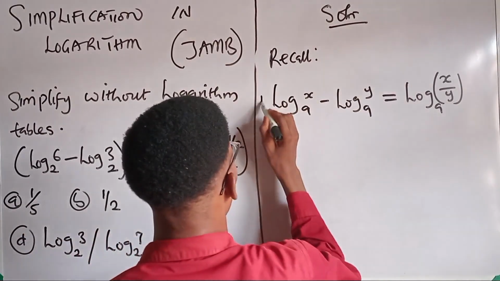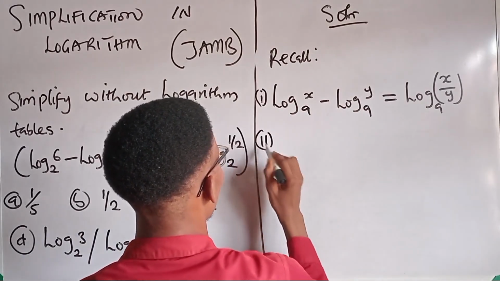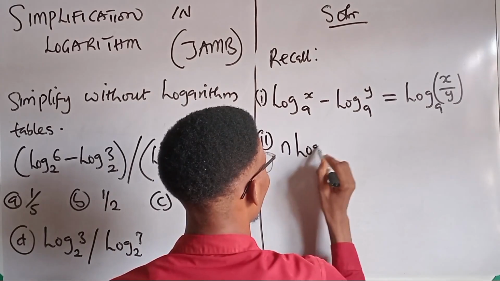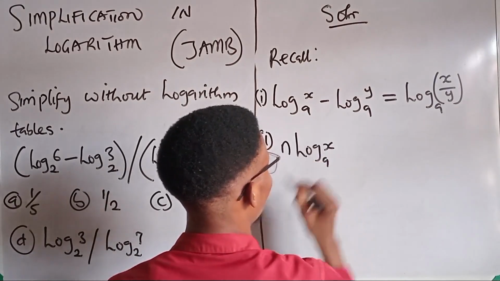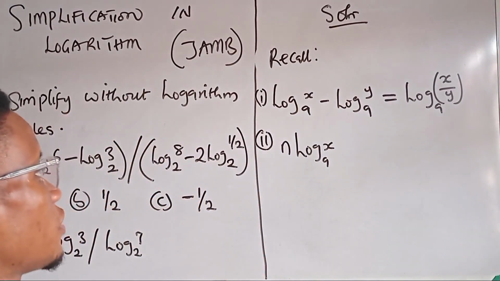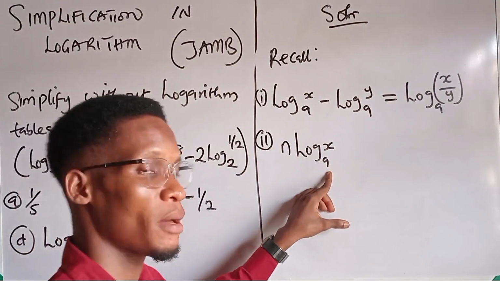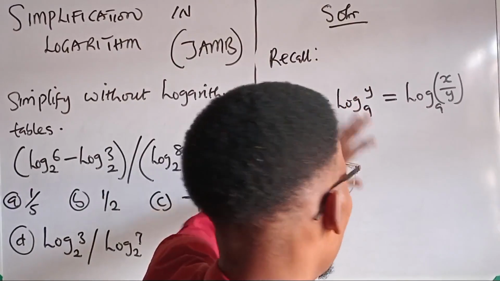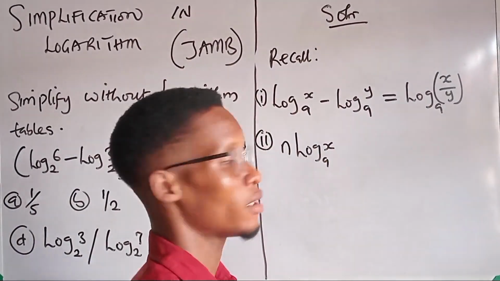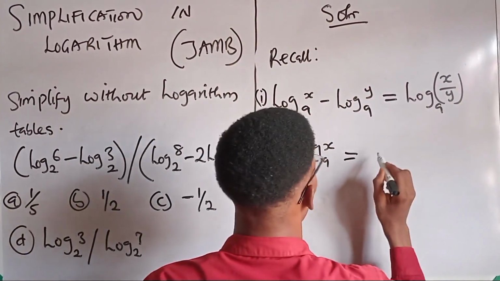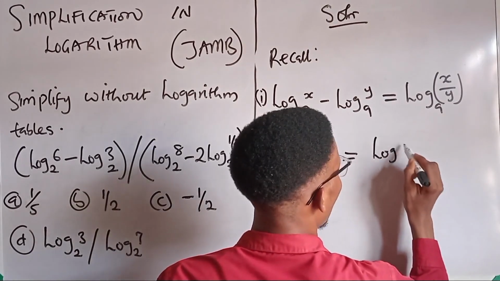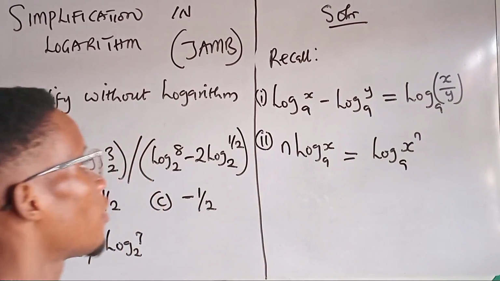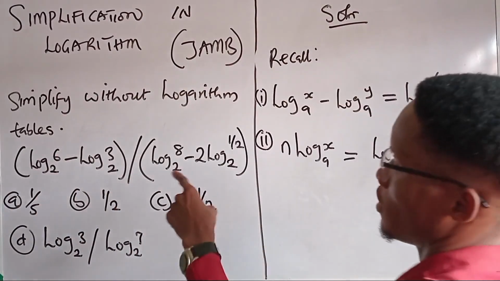Also, having recalled that, we recall another one, which is number 2: n log of a raised by x is log x base a. Then here is log x base a, log y base a. So if we're given n log x base a, this is going to give us log x raised by n, base a. Having recalled this, that means we can solve this problem with it.